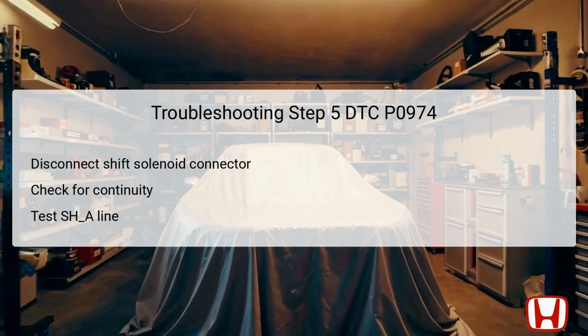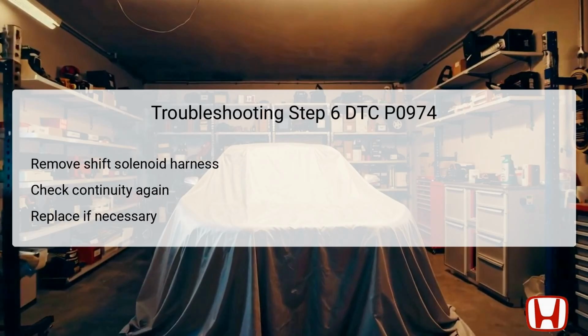If continuity is confirmed between the specified test points, you can conclude that the wiring in the SHA line is intact, and you can proceed to the sixth step. However, if no continuity is found, this indicates that there is an open wire condition in the SHA wire, necessitating repairs between the shift solenoid wire harness and the PCM.